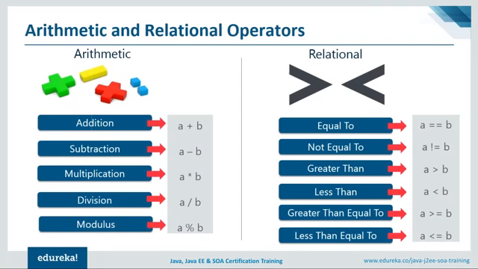Double equal to is always used to compare. Now, relational operators mainly are used in conditional statements, which we'll be discussing further, and are used to check the relation present between the two operands.